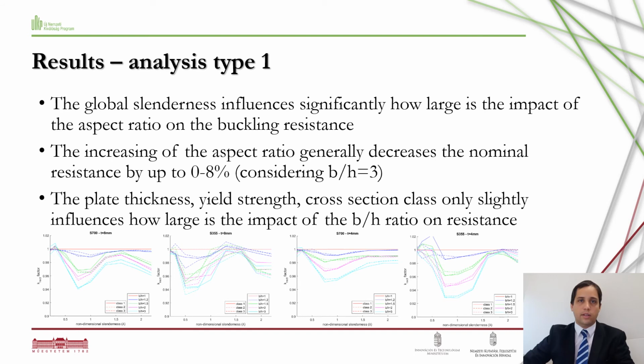Next to the slenderness, it is examined how plate thickness, yield strength, and cross-section class affect the resistance decreasing effect of aspect ratio. It is found that these parameters also influence this effect, but only slightly.